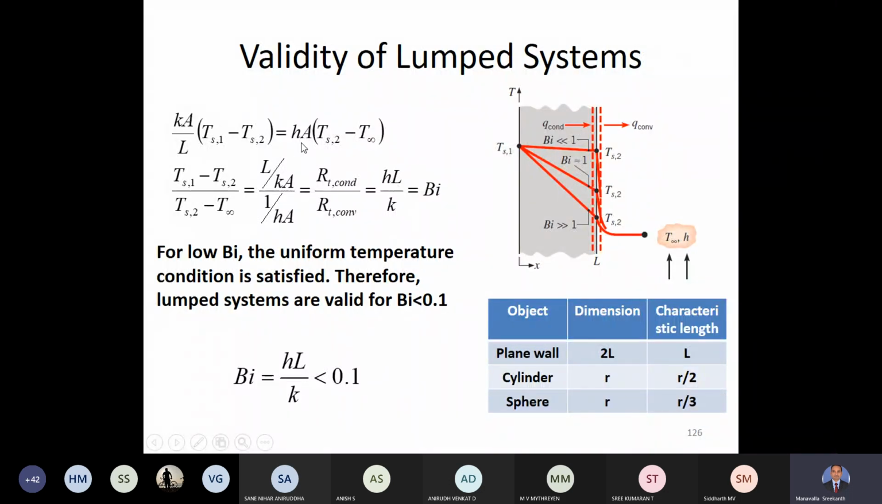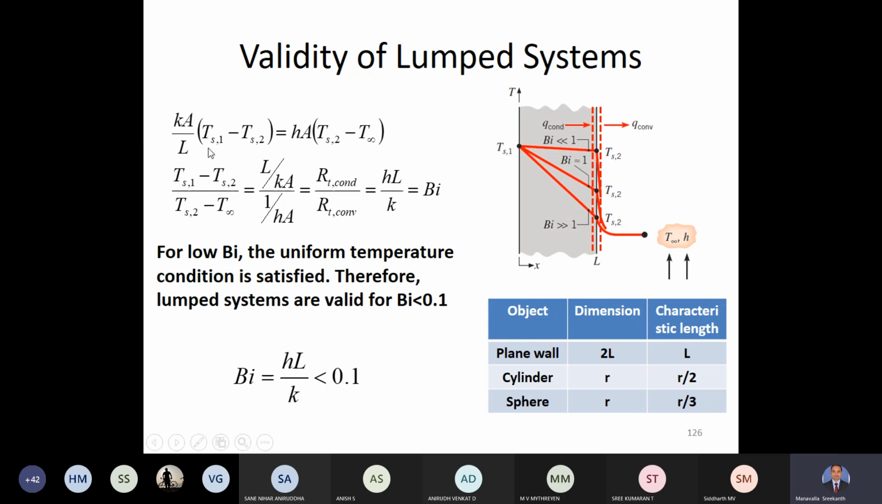So this A and this A are the same. TS2 is the surface temperature at this point, minus T infinity, the medium temperature. So heat conducted within the body is equal to the heat convected. Now for this TS1 minus TS2, if this difference is large, then we can say that the thermal gradients are large within the body. If this difference in temperatures is small, then we can say that the thermal gradients are small within the body.